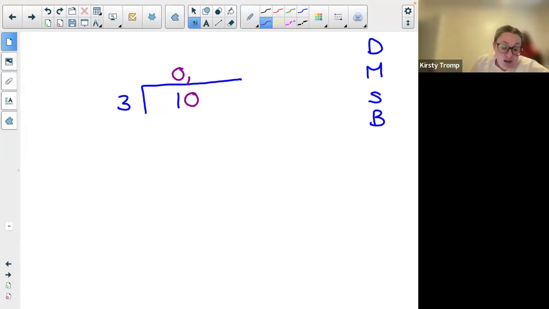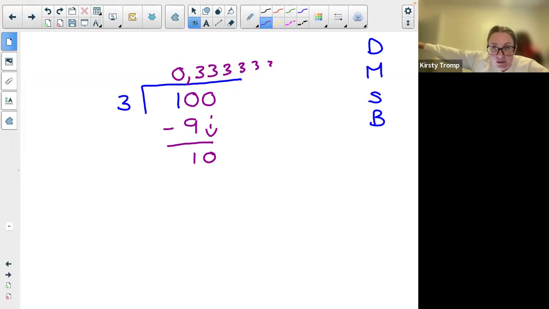How many times does 3 go into 10? 3 goes into 10 3 times. So divide. 3 times 3 is 9. Subtract. 10 minus 9 is 1. Bring down another 0. 10 divided is 3, and it'll just carry on going. 3, 3, 3, 3, 3. It'll just carry on going.